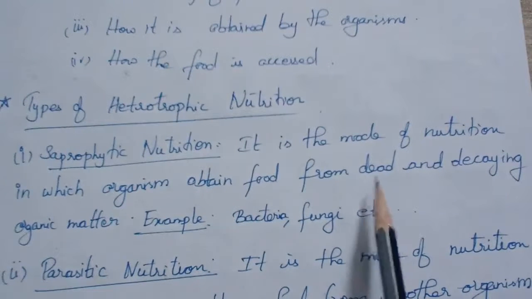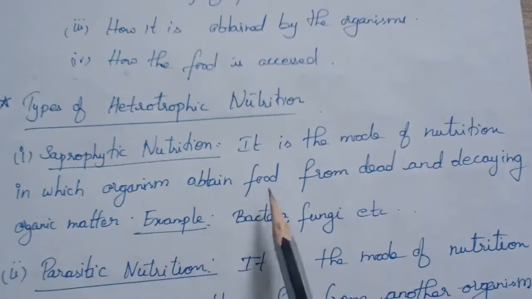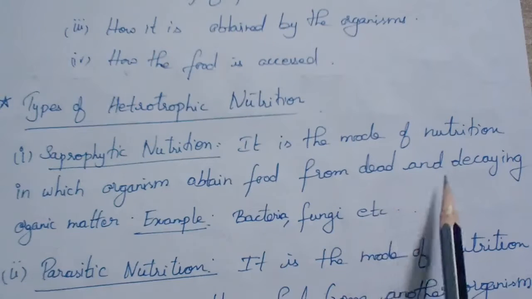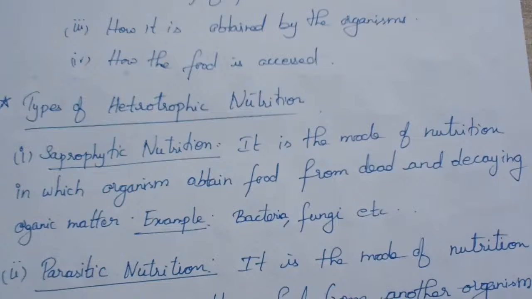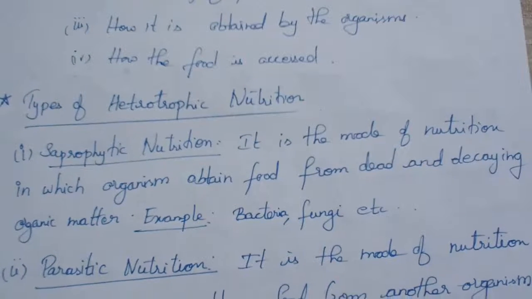First, saprobiotic nutrition. It is a mode of nutrition in which the organism obtains food from dead and decaying organic matter. For example, vultures depend on dead materials. Examples of saprobiotic organisms are bacteria, fungi, etc.